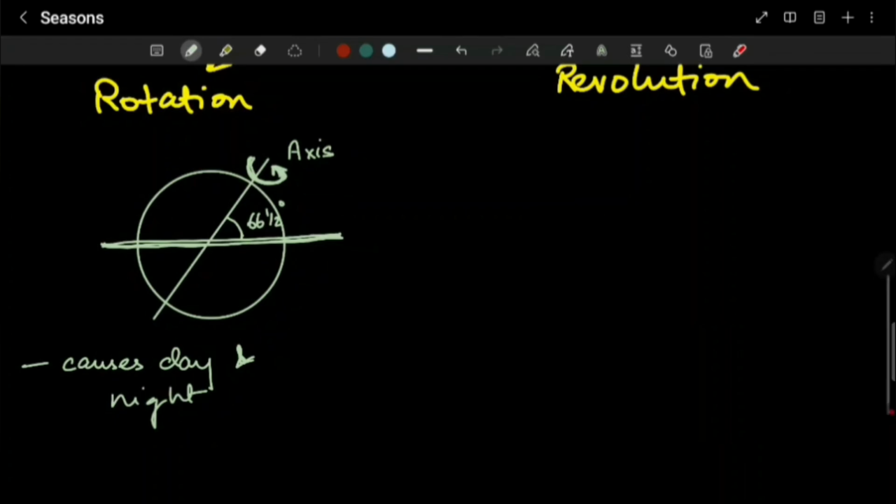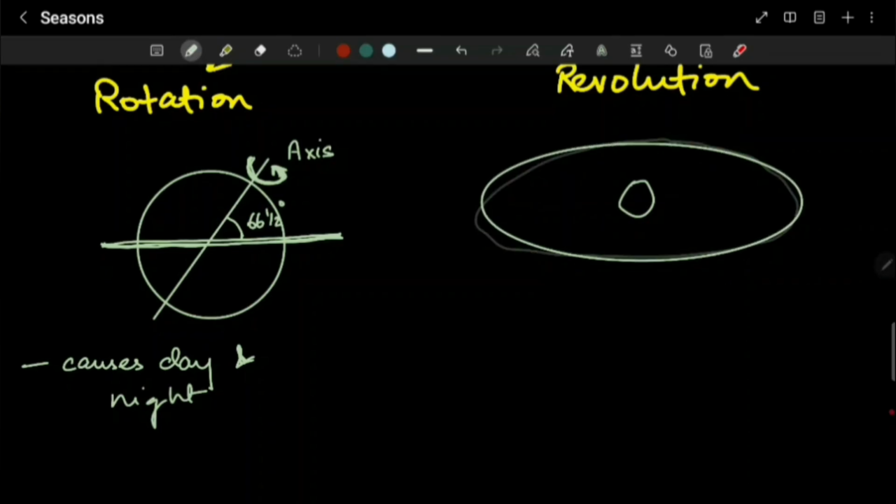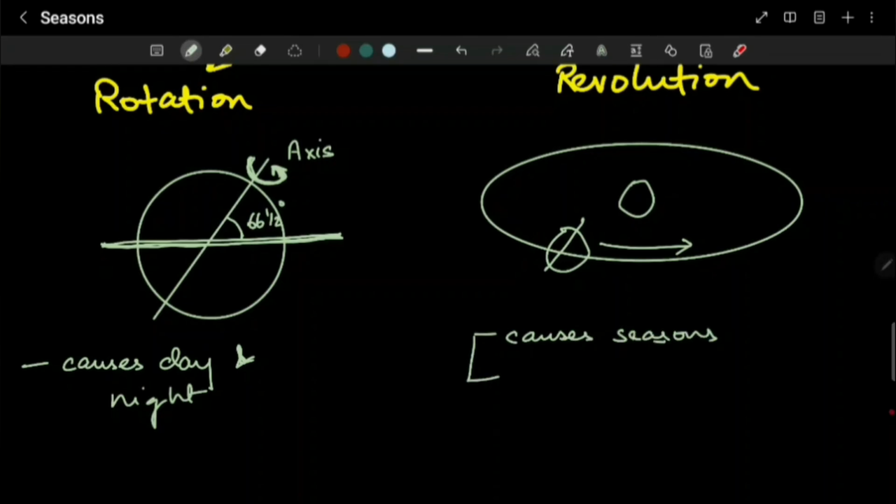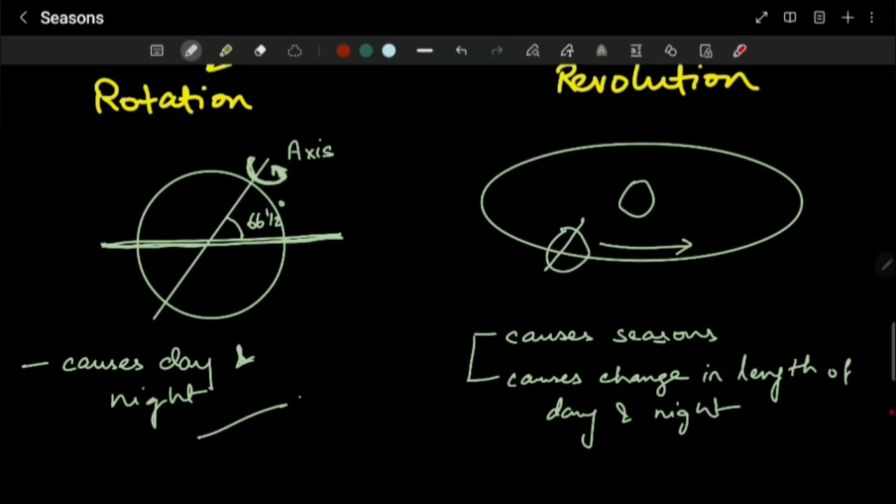Now let's come to revolution. Revolution is the movement of the earth around the sun. If this is the sun, then the earth moves around in an orbit. This is revolution. Now revolution causes seasons. We'll see how. And it also causes the change in the length of day and night. So day and night is caused by rotation, but the length of day and night is determined by revolution.